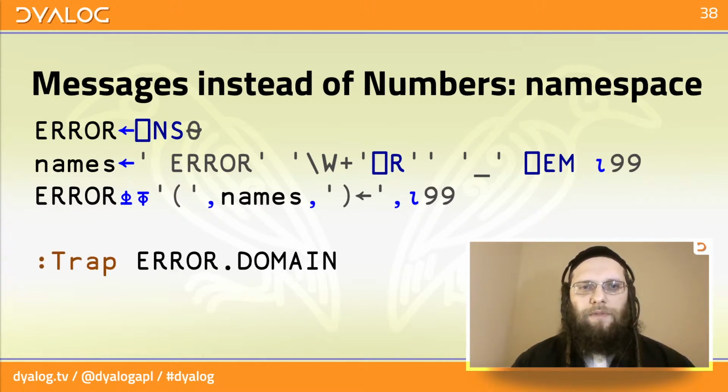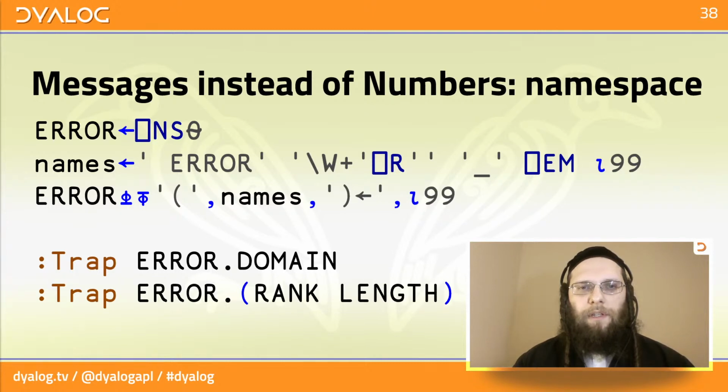And this allows us to write :Trap followed by error dot and then the name of the error that you want, which I think is pretty neat. And of course this works like with any other namespace and dotted expressions, so we can do multiple errors like this.